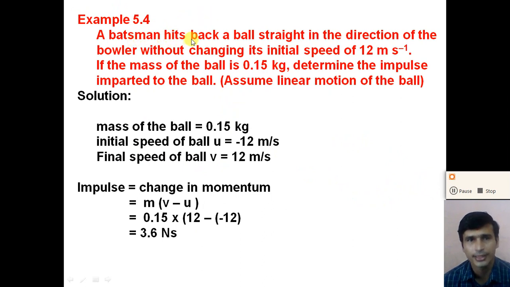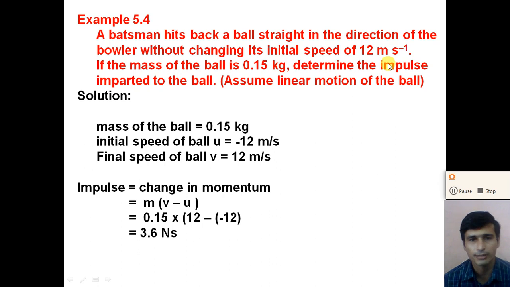A batsman hits a ball back straight in the direction of the bowler without changing its speed. The initial speed is 12 meter per second. So here the initial speed of the ball is 12 meter per second, right? Now the batsman hits the ball in the opposite direction, straight towards the bowler, so in the opposite direction of the initial velocity. Now if the mass of the ball is 0.15 kg, determine the impulse imparted to the ball. Assume the linear motion of the ball.